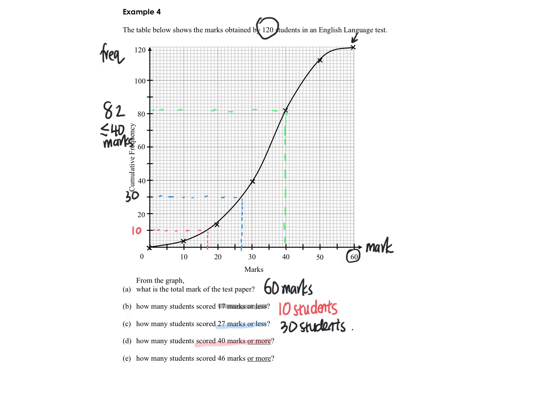120 minus 82. Yes, so you need to go and find the upper part. This one. So what you will do is take the total and subtract the 82 you found. 38. Okay, so 120 minus 82, 38 students. So when it's more than, be careful, it's the top part, the upper half, not the bottom. Okay, same thing for 46 or more. Go and read. 46 is here.